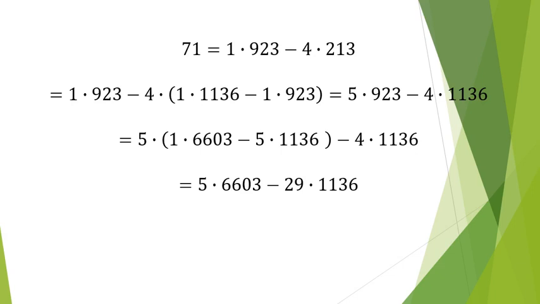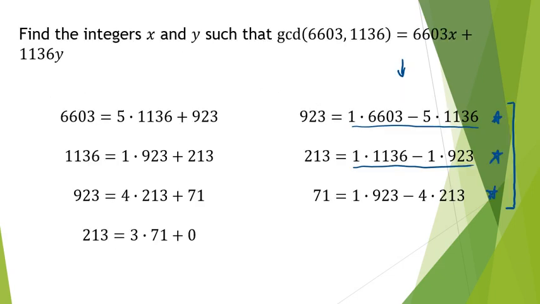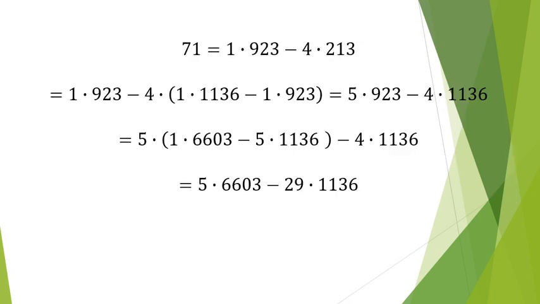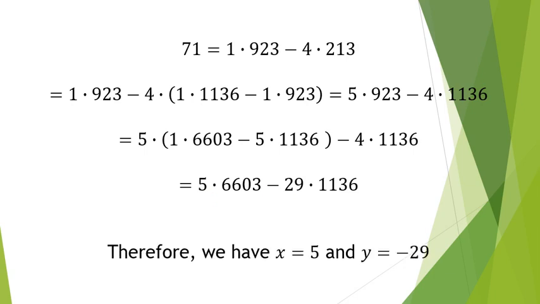We wanted the integers x and y such that our GCD was 6603x plus 1136y. 6603 times x plus 1136 times y. So in this case, our x and y values, x is 5 once again, and this time y is equal to 29.